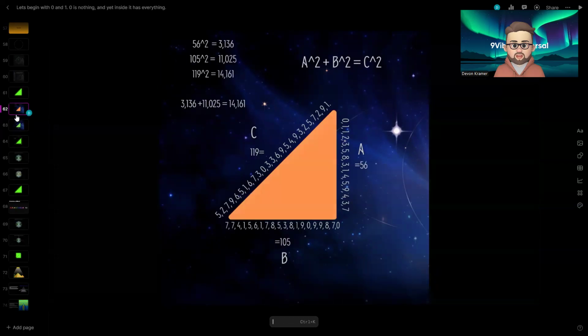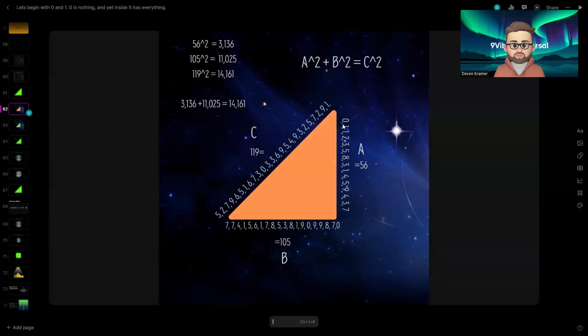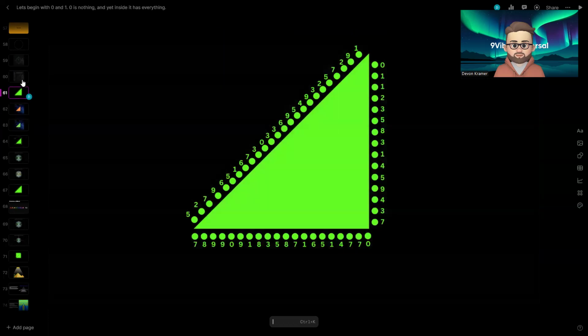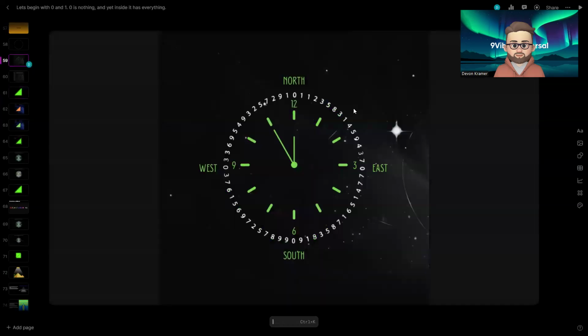And if that wasn't enough, then you can also end up taking and adding the numbers of the Fibonacci, which is 56, 105, and 119. Square those off, you also end up with 14,161. And then, of course, you end up with the circle, which has the same exact numbers on a circle, which give you the clock.